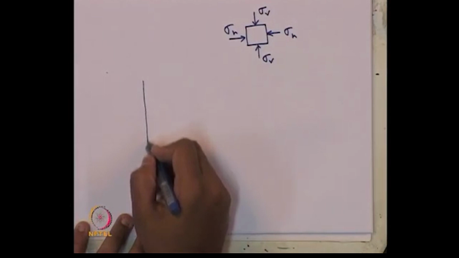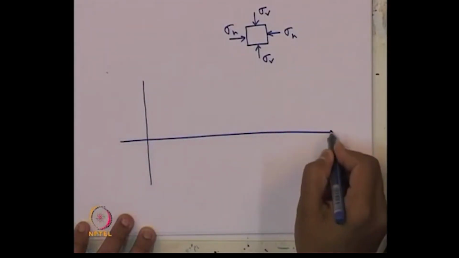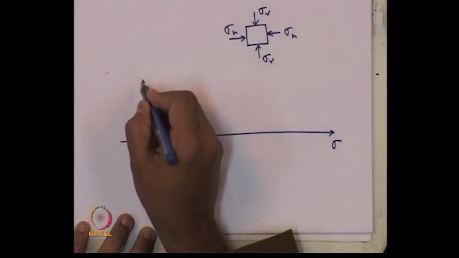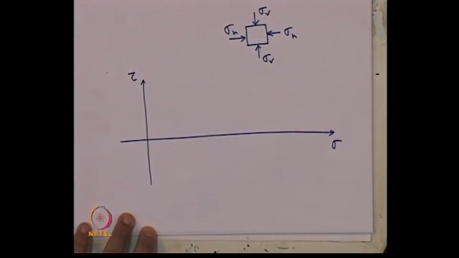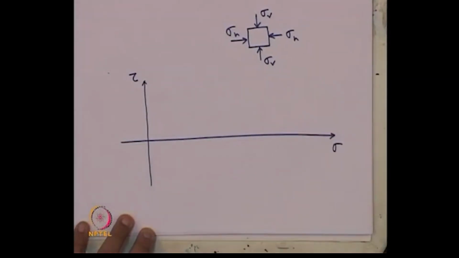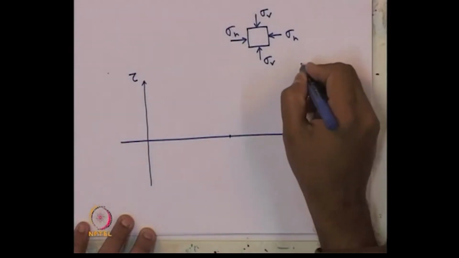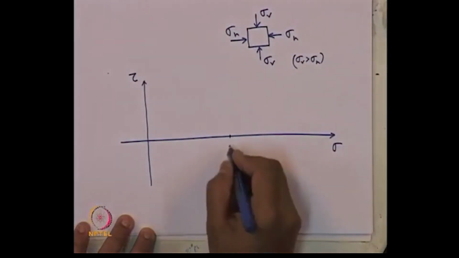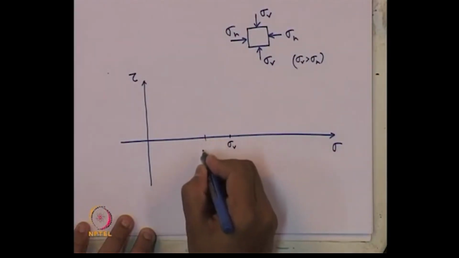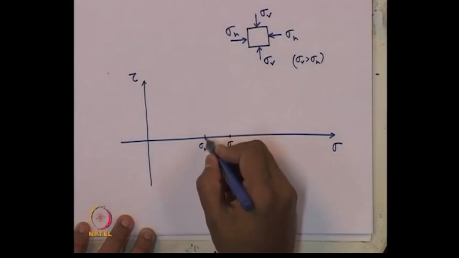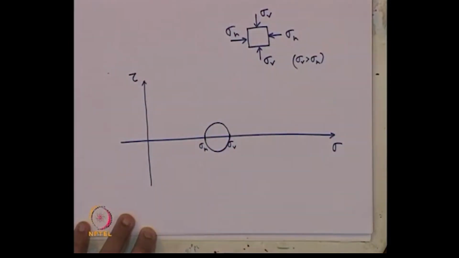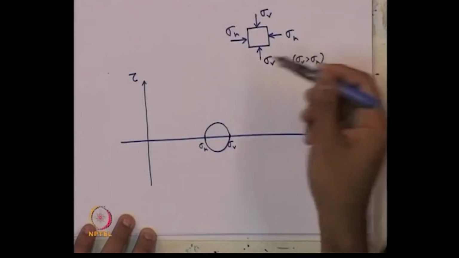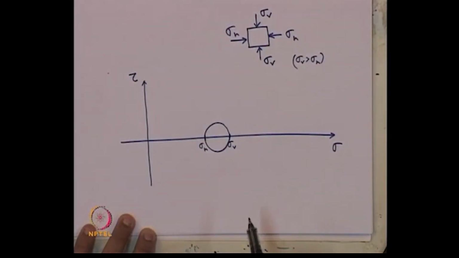So, at any particular point we are plotting shear stress versus normal stress for any soil element like this. Let us say sigma v is greater than sigma h at the starting condition. So, this is our sigma v and this is our sigma h. The Mohr circle will be something like this. This is at any state of earth pressure. Sigma h is nothing but the horizontal pressure, which we can consider as earth pressure.